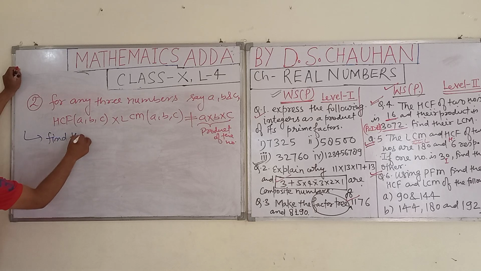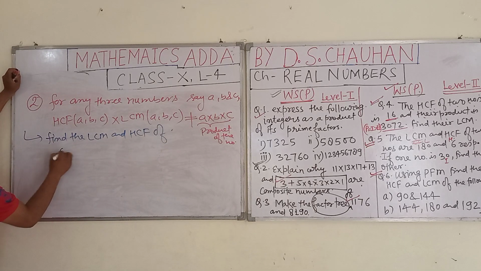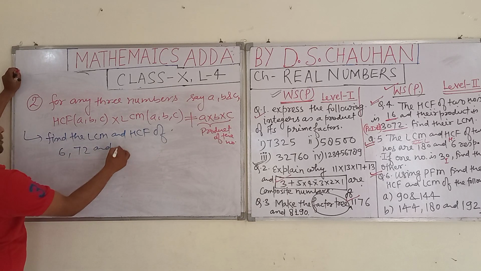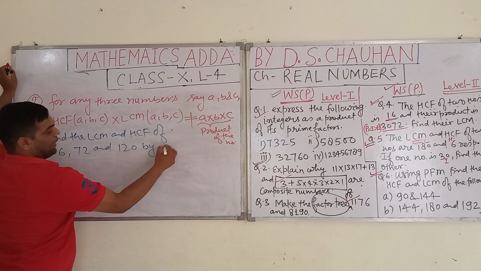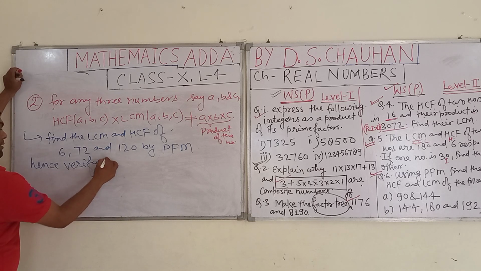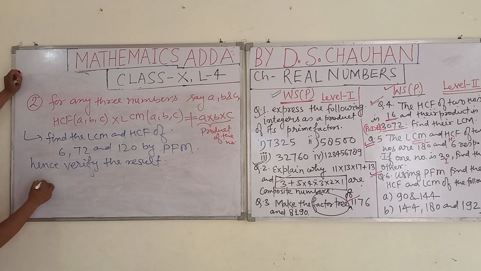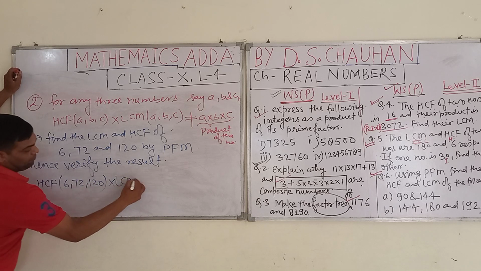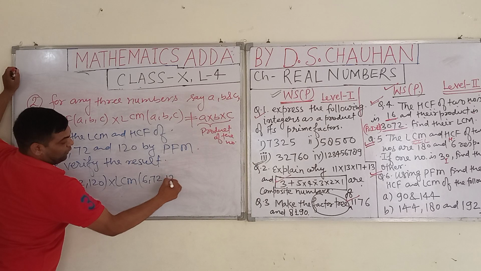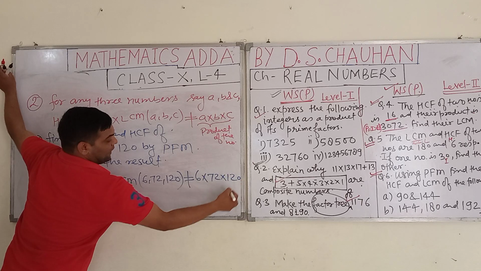Find the LCM and HCF of 6, 72 and 120 by prime factorization method. Hence, verify the result. HCF of 6, 72, 120 into LCM of 6, 72, 120 is not equal to 6 into 72 into 120.